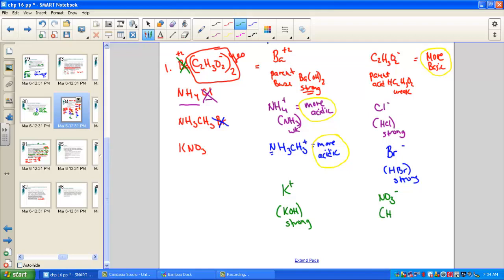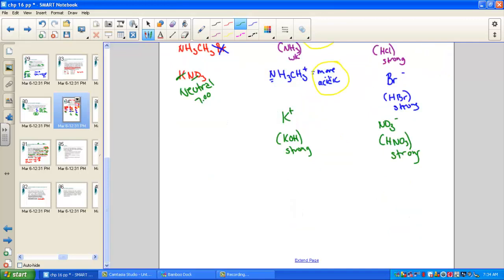Parent acid, HNO3, strong. So neither the positive nor the negative ion is going to affect the pH. It's not that it does not have a pH, but keep in mind it will be exactly neutral, 7.00. So this particular salt ends up being neutral. So here's what we have so far in terms of ranking.